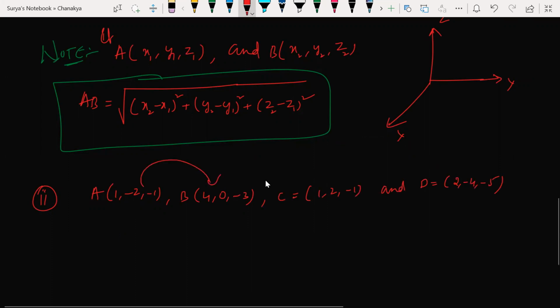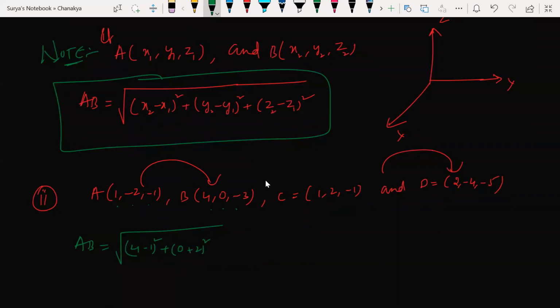Very simple. Look at this. X1 Y1 Z1, X2 Y2 Z2. So X2 minus X1, so 4 minus 1 whole square. I'm writing directly. Can I write directly? Look at this. So 3 square 9 plus 4. How much? Minus 2, so 4. How much are you left with? 17. Correct. Root 17.